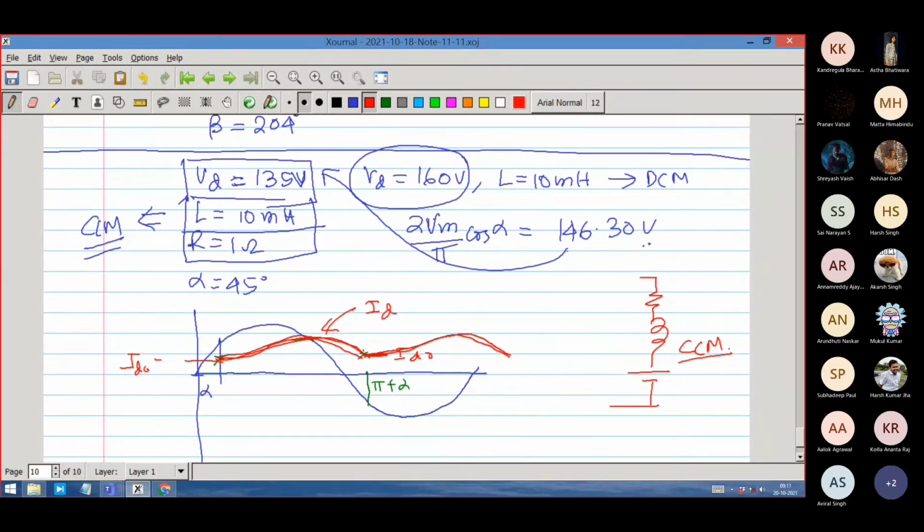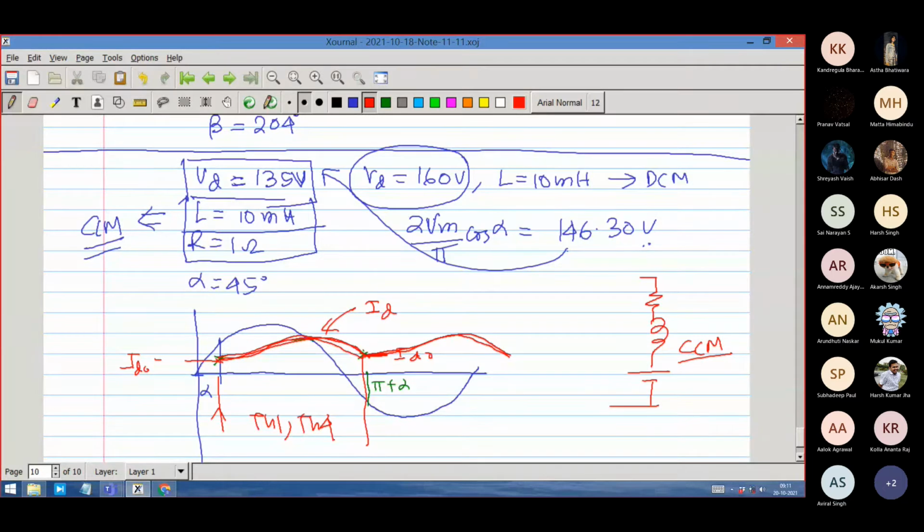Sir, as you said, if 2 Vm by pi cos alpha is greater than VDC, then the converter can be in CCM or DCM. So how do we exactly determine that in the case when 2 Vm by pi cos alpha is greater than VDC? That is the first expression, no? You didn't attend the class.